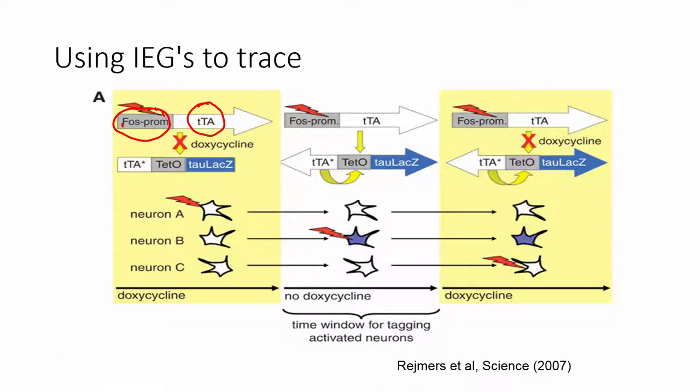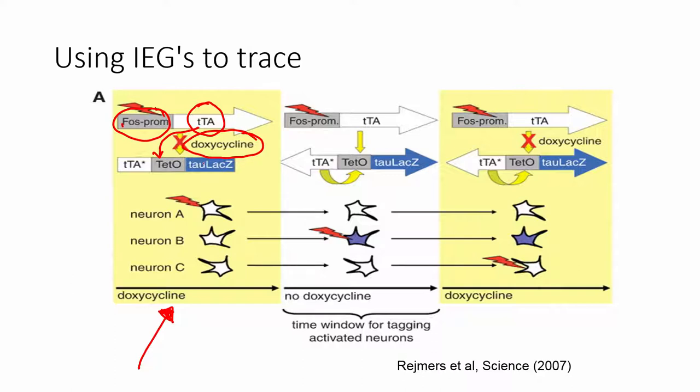a molecule called tTA. Let us not worry about the name, but what is important is what it does. This in turn can bind to another promoter, which is also expressed as a transgene, and only if this binds does the promoter get activated and express a protein called LacZ. Now, the beautiful part about this whole process is that this binding can be inhibited by the presence of doxycycline, a drug that can be externally administered. So, now you have a possibility wherein you can administer the drug and keep this neuron from expressing this protein at all.